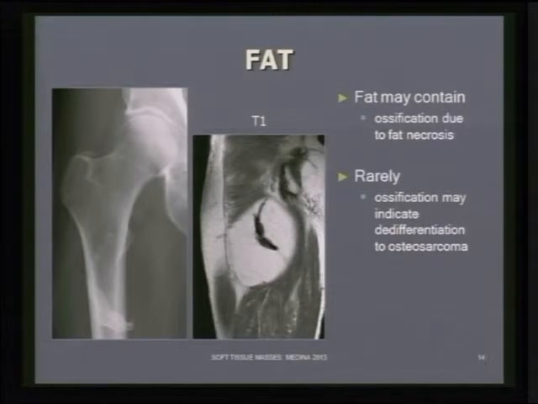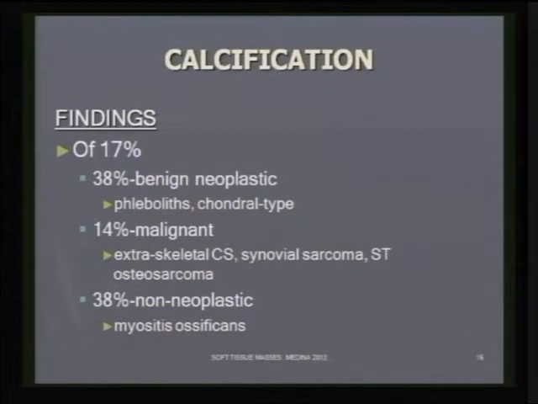So it's an important thing to remember that simple lipomatous tumors can dedifferentiate, and sometimes if they ossify, very rarely this could represent the development of osteosarcoma within a liposarcoma. As far as calcification is concerned, it's not uncommon. We see it in about 1/5 of the cases.